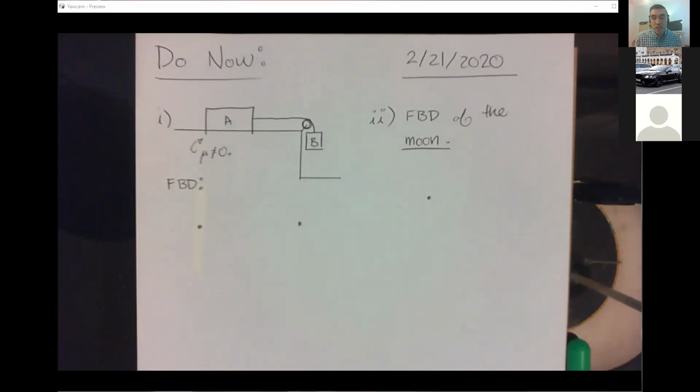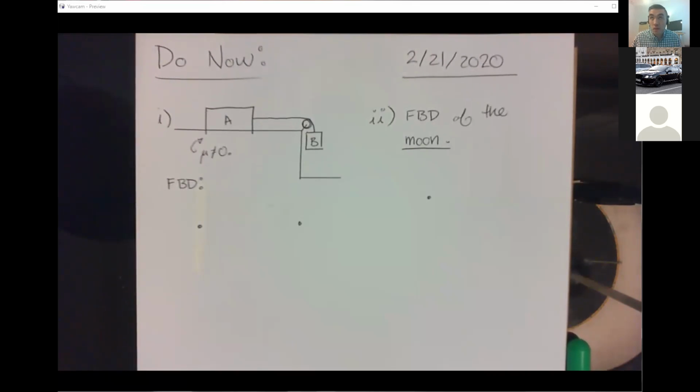They are tethered together by a string that goes over a pulley. The pulley is also of negligible mass. The string is of negligible mass. All I want today is what is its free body diagram? And then item number 2, what is the free body diagram of the moon?